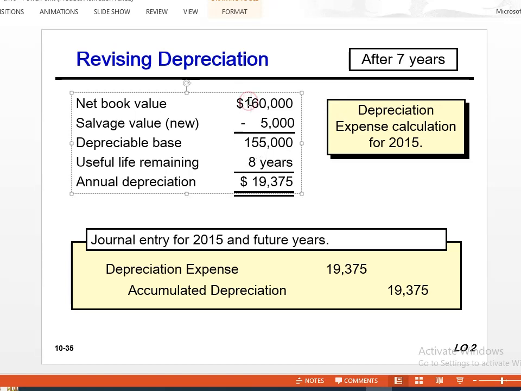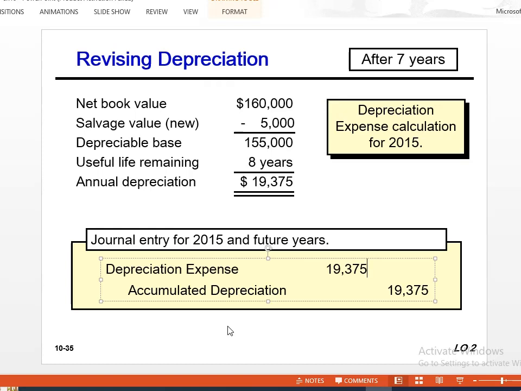New cost is 160,000 minus salvage value of 5,000. I get a depreciable base of 155,000. How much is the remaining useful life? 8 years. So if I divide it by the remaining useful life, the new annual depreciation for the rest of the life is $19,375. So in 2015, I'll be recording this journal entry: depreciation expense debit, accumulated depreciation credit, 19,375, and this will be for the future years as well, until and unless the estimates change.